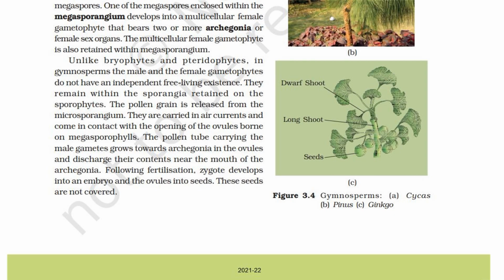Unlike bryophytes and pteridophytes, in gymnosperms the male and the female gametophytes do not have an independent free-living existence. They remain within the sporangia retained on the sporophytes. The pollen grain is released from the microsporangium. They are carried in air currents and come in contact with the opening of the ovules borne on megasporophylls. The pollen tube carrying the male gametes grows towards archegonia in the ovules and discharges their contents near the mouth of the archegonia. Following fertilization, the zygote develops into an embryo and the ovules into seeds. These seeds are not covered.